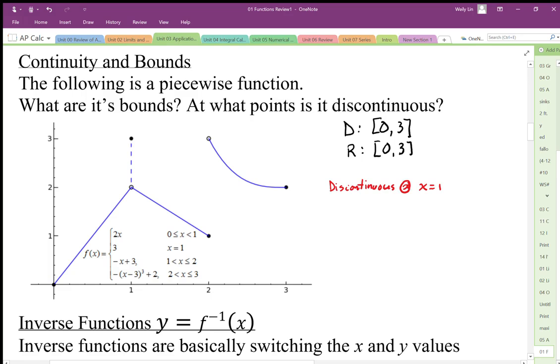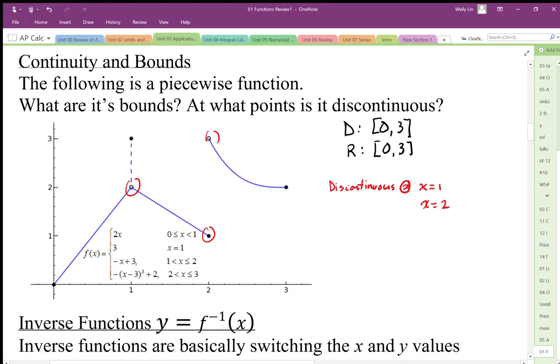And then we also have a discontinuity here, because it breaks apart. Again, our eyes don't lie when it comes to continuity. Now we're going to define continuity fairly formally, but our best measure of continuity is just our eyes. Does it break apart or does it not break apart? So here at x equals 2, it is also discontinuous, because it breaks apart. This is what we call a jump discontinuity.